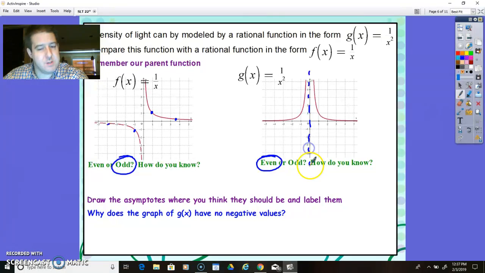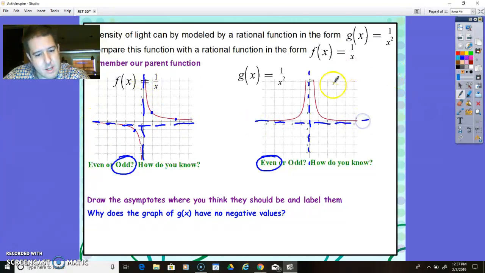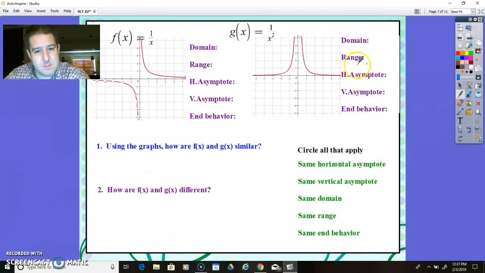Anything that's a perfect reflection over the y-axis doesn't have to be a rational function. It can be any kind of function. But anytime it's a perfect reflection on both sides, then you call it an even function. So you draw the asymptotes where you think they would be, and I think I already drew on that one. They have the exact same asymptotes. So that's one thing that you should notice, is that both of these functions, when they have a degree of 1 or 2, both have the same asymptotes, same transformations involved.